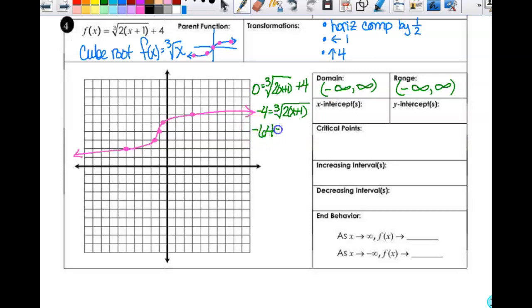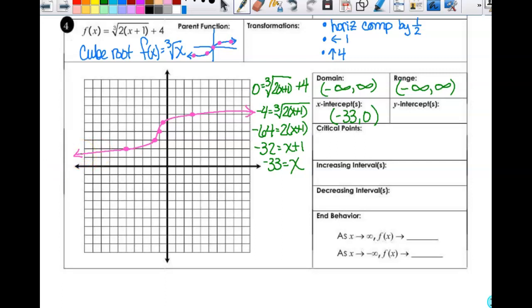Negative 64. Good. So that's going to give me 2 times x plus 1. And again, you could distribute, but you don't have to, because right here, I can just go ahead and divide both sides by 2. I can get a negative 32 equals x plus 1. Then negative 33 equals x. And it comes out to be a nice, pretty number. It's just (negative 33, 0). And I know it's got to be negative because it should clearly be over here from what I know about my graph. Okay.